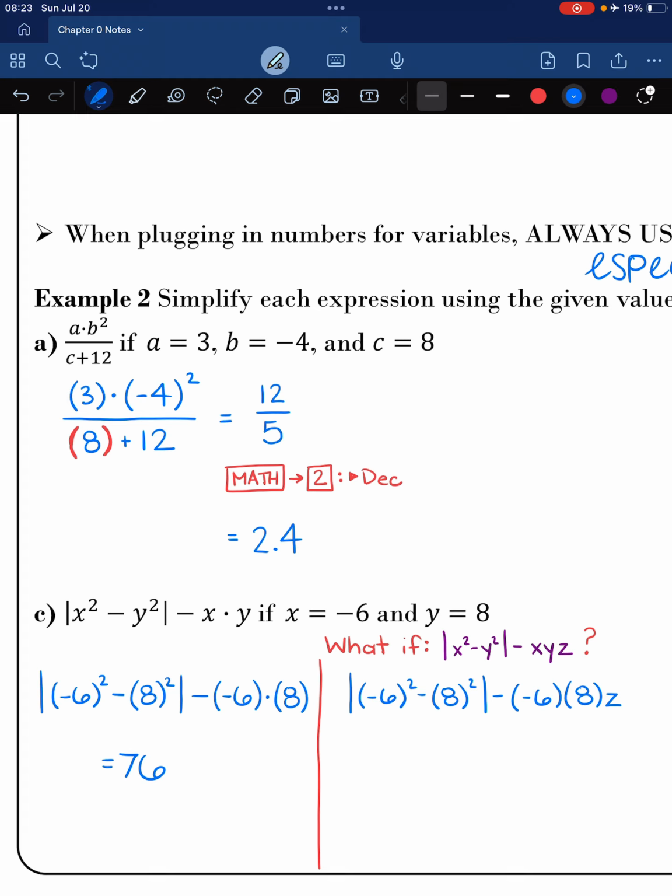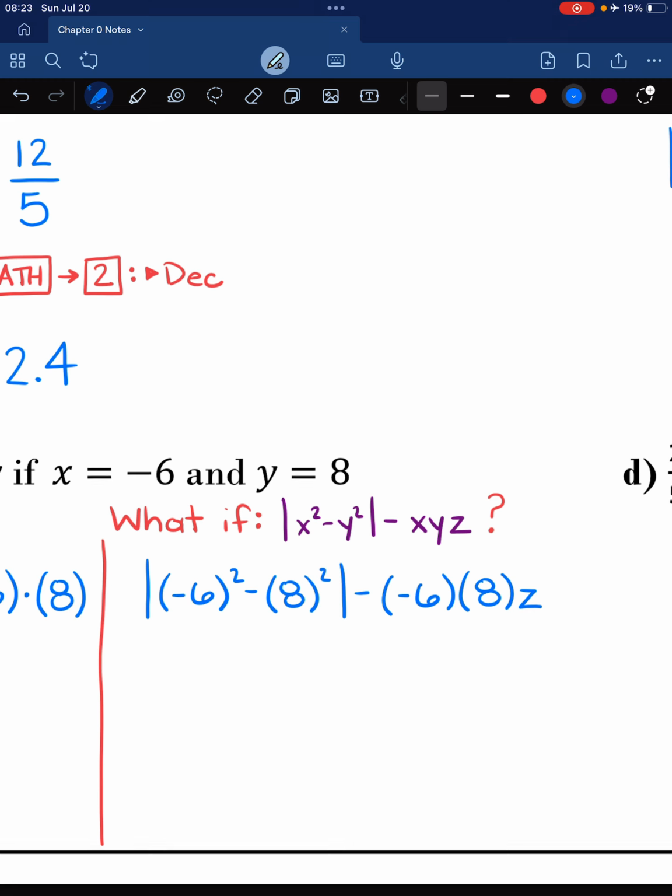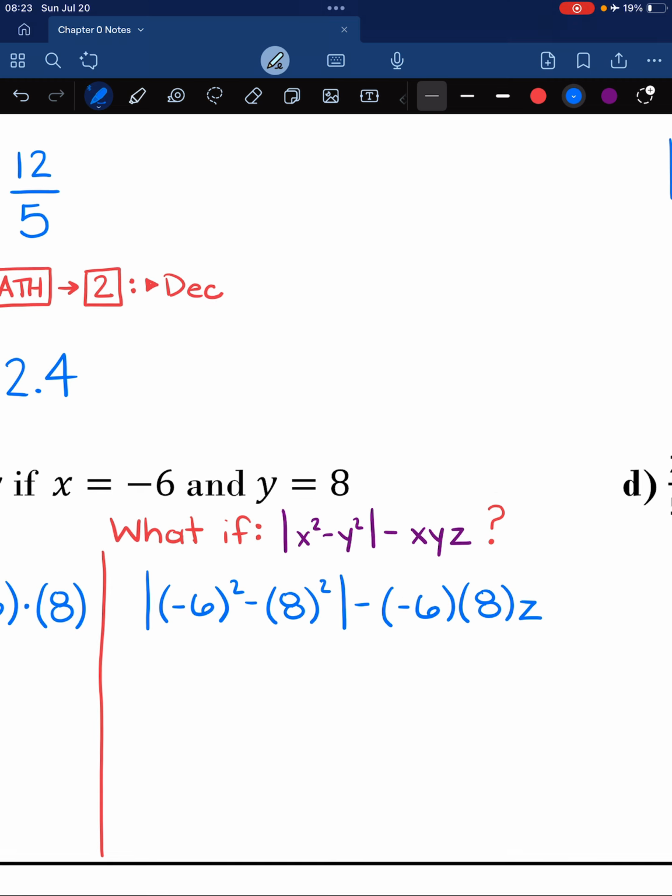The answer is 76. But what if there was an extra variable? And I do want you to copy this down in the notes. Okay, what if we had x squared minus y squared, absolute value, minus x, y, z? So I added this z variable. And all the problem tells me is x is -6, y is 8.